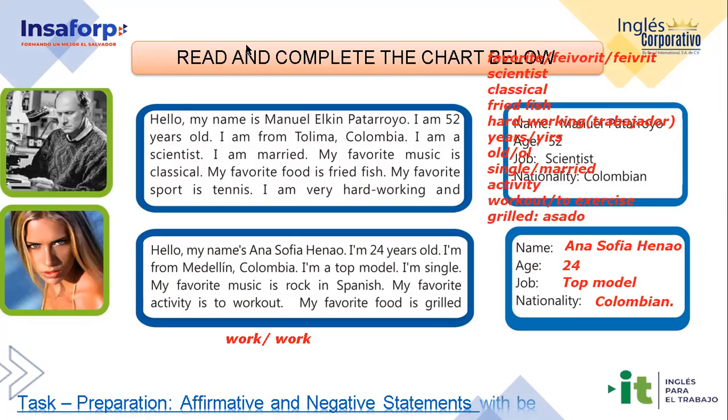Hello, my name is Manuel Elkin Patarroyo. I am 52 years old. I am from Tolima, Colombia. I am a scientist. I am married. My favorite music is classical. My favorite food is fried fish. My favorite sport is tennis. I am very hardworking. Okay, thanks. Select somebody else, Gerardo.